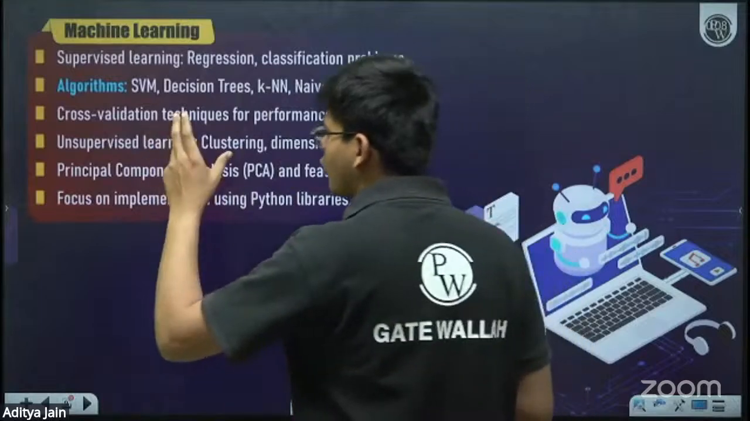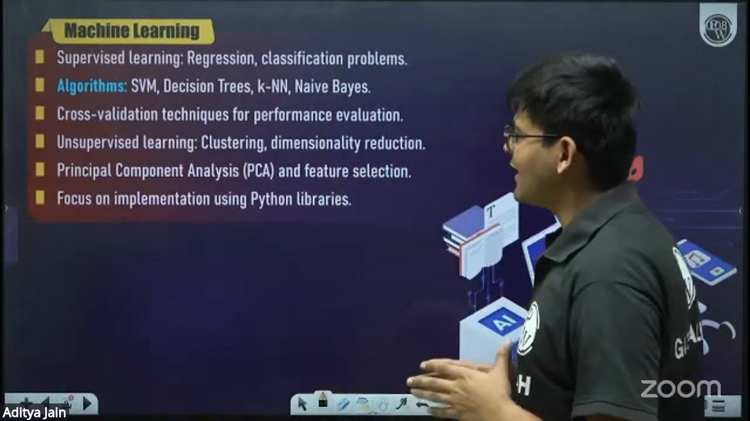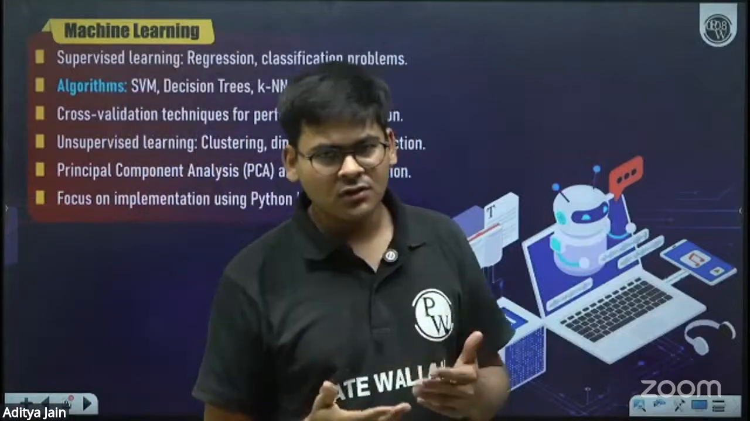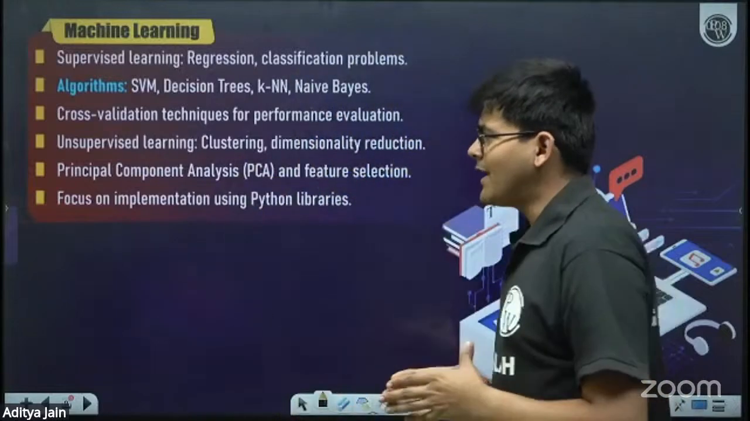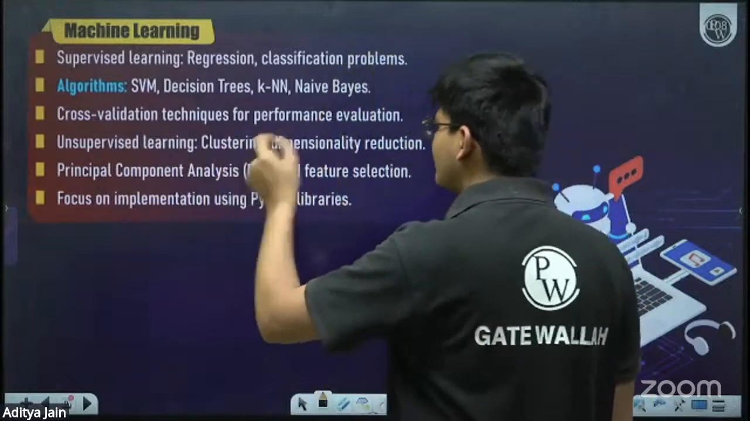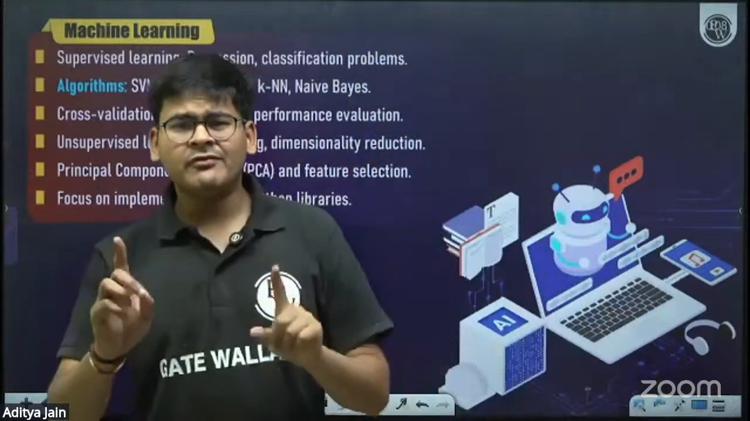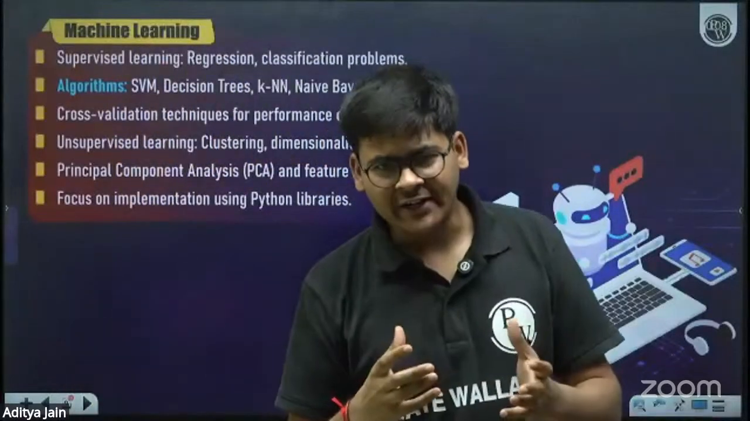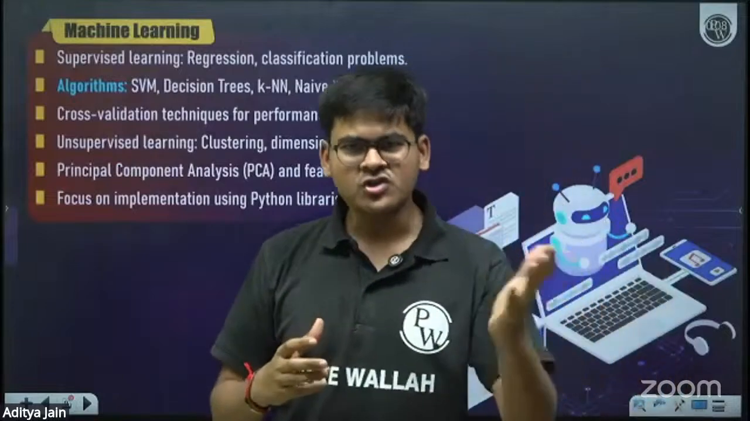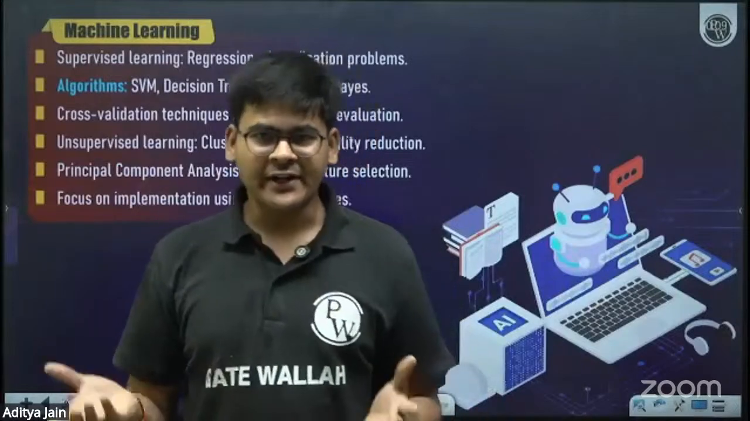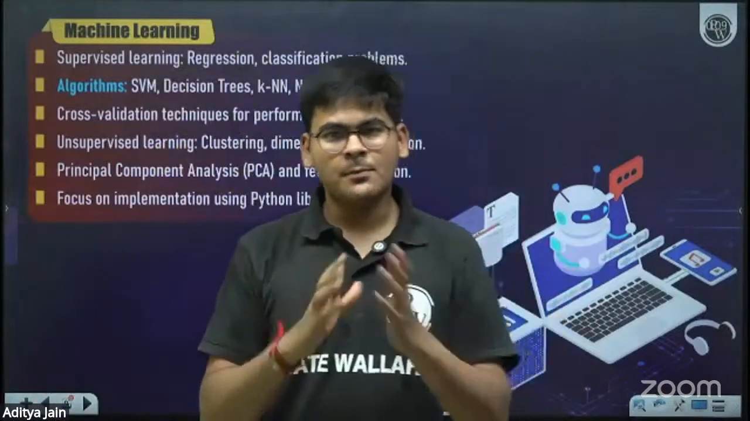Moving ahead, we have cross-validation techniques for performance evaluation. There is something called K-fold cross-validation, where you are using the same data in different forms, in a batch-wise manner. Then we have unsupervised learning, where we have clustering and dimensionality reduction. Earlier I talked about supervised. Supervised means you have labeled data, where we give you the features as well as the outcome. But in the case of unsupervised learning, it is unlabeled data. We are only giving you features, but not the outcome.